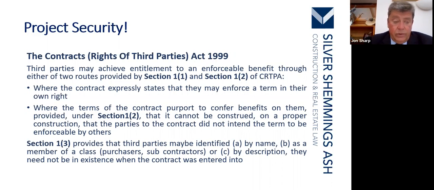And by description, they need not be in existence when the contract was entered into. Absolutely right. You may decide during the time of your contractual arrangements between the two main parties that you do want subcontractors involved. That's fine. You can add them to the contract, provided that they consent and that both parties to the main contract also consent.